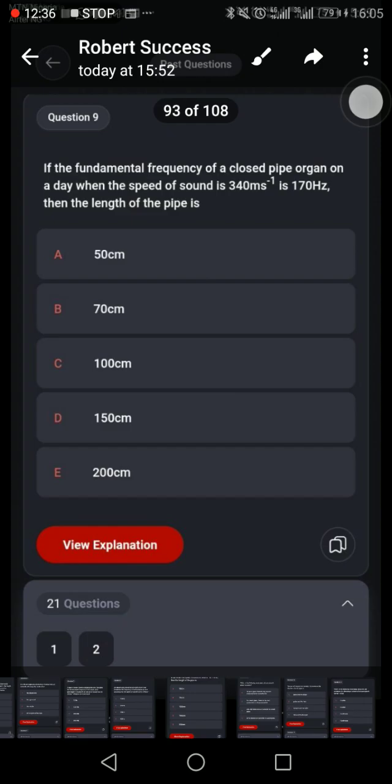Next question: if the fundamental frequency of a closed pipe organ on a day when the speed of sound is 340 is 170 hertz, then the length of the pipe is? They're giving you the fundamental frequency as 170 and the speed as 340. It's still a closed pipe, right? So it's still f equal to v over 4L. We'll use the same formula, but this time we're asked to get the length.